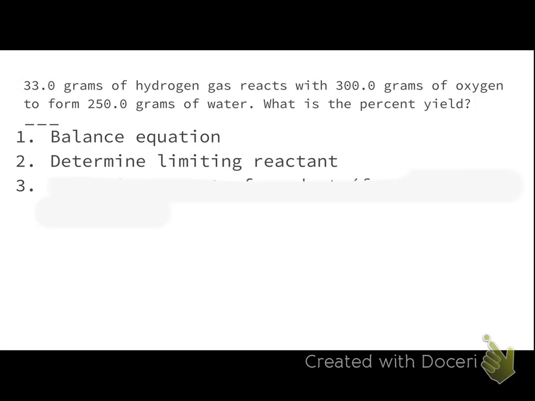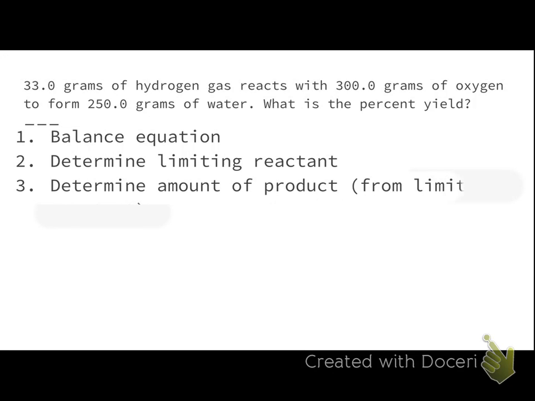Step two, it's not going away. Got to find that limiting reactant, because your limiting reactant is going to be what determines how much of a product you are going to make. So we have to determine that first, and then we're going to determine the amount of product from the limiting reactant. So it's important that you are familiar with and able to do limiting reactant problems before we even move on to this percent yield.